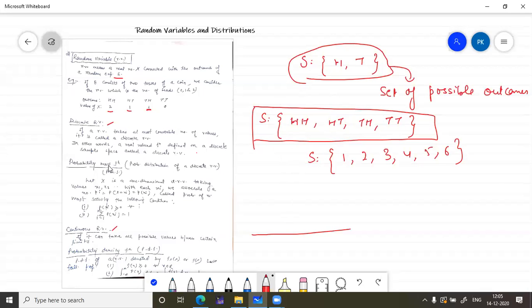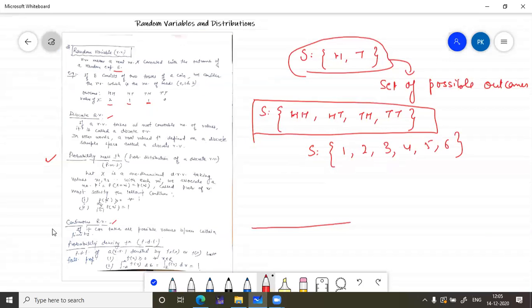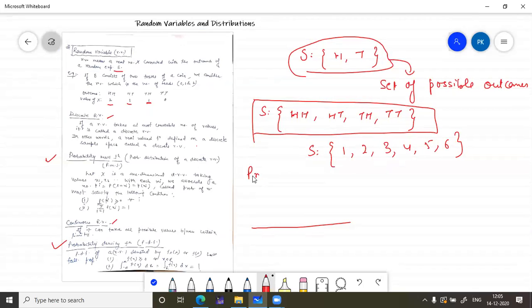Now the next thing is the probability mass function and probability density function. Probability mass function is actually the probability distribution of a discrete random variable. Discrete random variable के साथ जो distribution associate होगा that is the probability mass function, और in short हम इसको PMF भी लिख देते हैं. So we have two conditions for the probability mass function. It must satisfy these conditions.